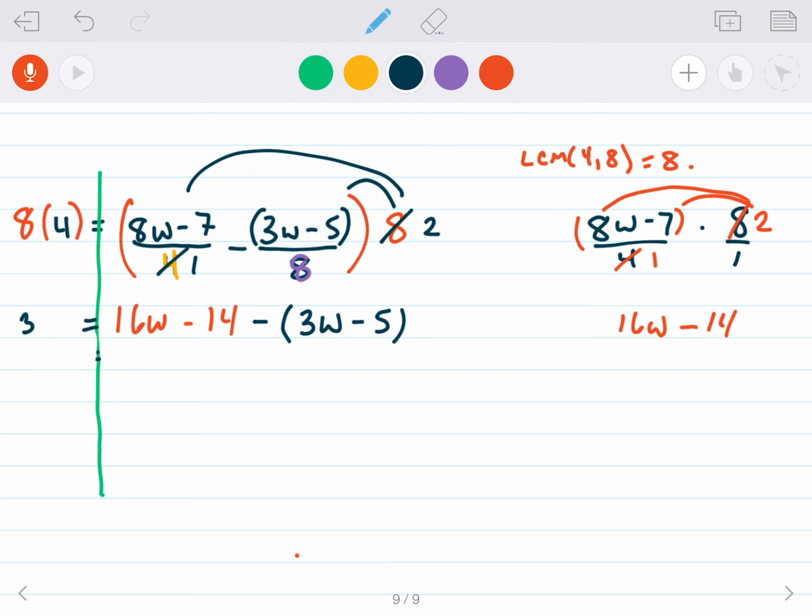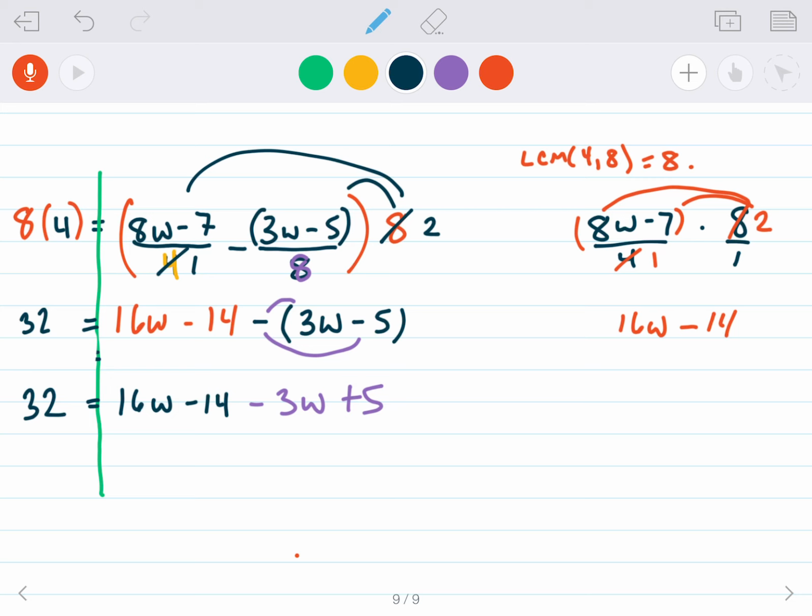All right, being super careful with my signs, because there's nothing more frustrating than getting to the end of a hard problem and being like, oh shoot, I made a stupid little sign error. I'm going to first get rid of the parentheses by distributing that negative 1 in there. And so I get 16w minus 14. When I distribute the negative 1, I get negative 3w and positive 5, right? Negative 1 times negative 5 is positive 5. Still have 32 on the left.